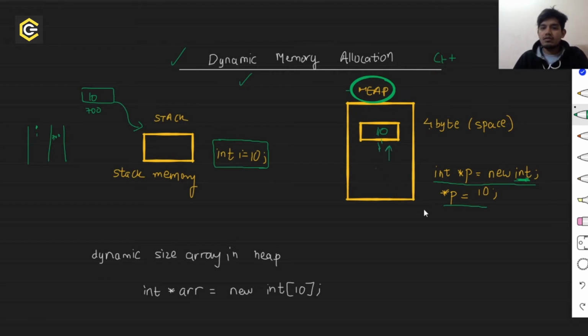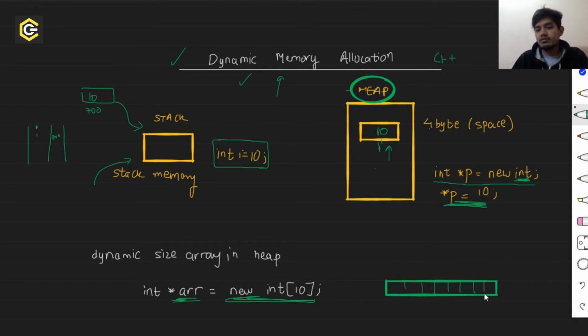Now instead of making variables, we can make a dynamic array as well. For example, if we make a normal array, it will be made in the stack. If we want our array to be in dynamic memory allocation, then we can use a pointer array, and for declaring that we can use int *array = new int[10]. So here we have made 10 values for our array.